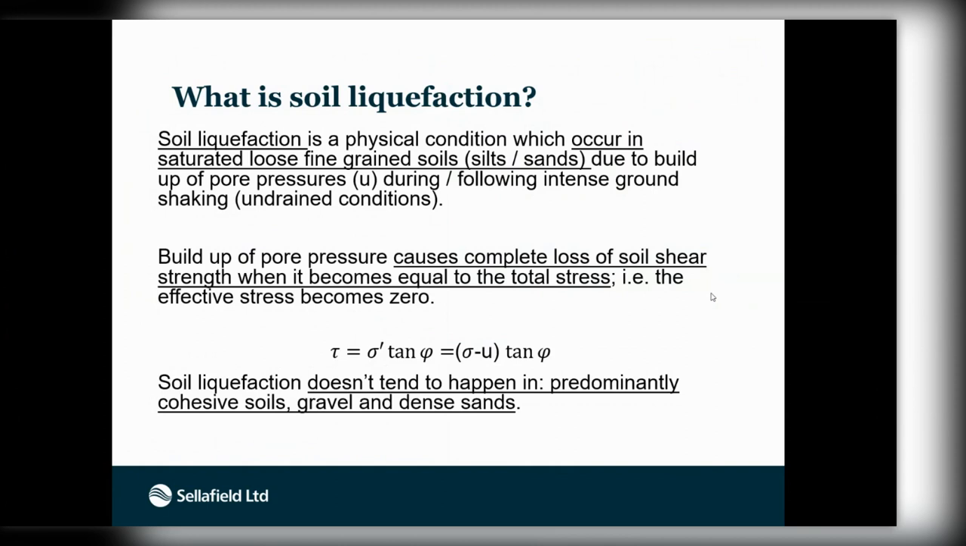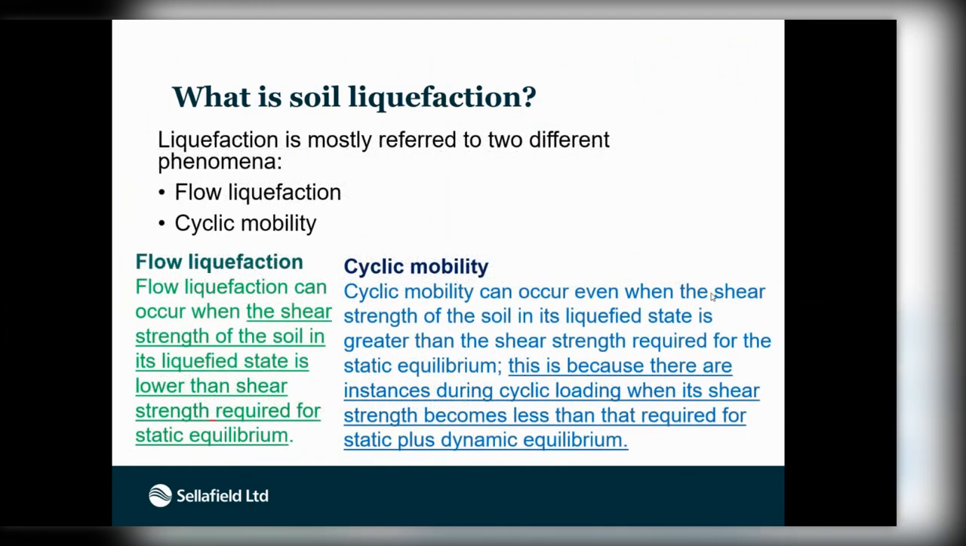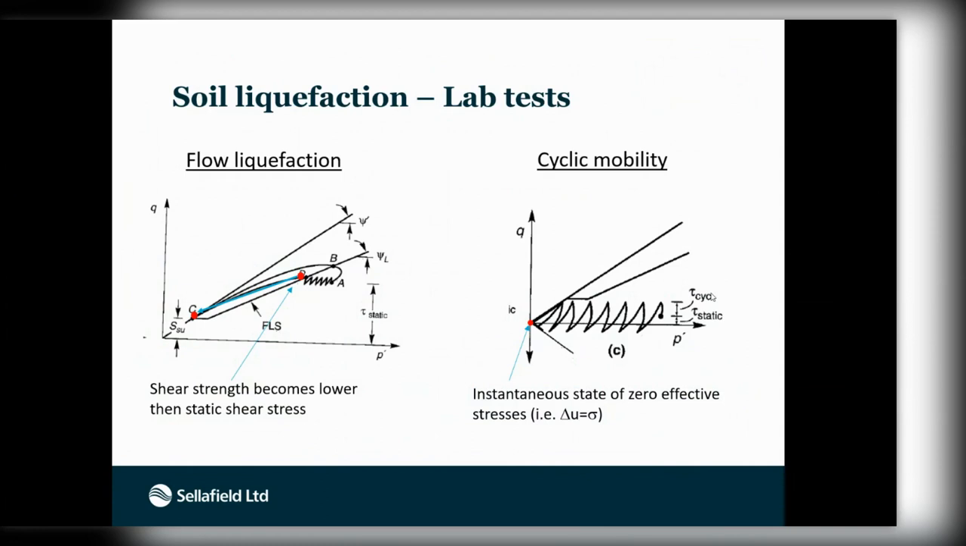Soil liquefaction is a very complex mechanism. I just want to mention that there are two types of phenomena: flow liquefaction and cyclic mobility. I don't want to talk much about this, but I want to show you what happens in the laboratory for flow liquefaction. When the sample has a high static shear stress applied and starts to be loaded cyclically, it can hit the flow liquefaction surface, and that triggers a sudden loss of strength, which can cause failure. Whereas in cyclic mobility, when the sample is loaded cyclically, the effective stress starts to reduce until the stress path hits the Coulomb failure surface, and then the stress path goes up and down the failure surface. There are also instances where the effective stress is zero.